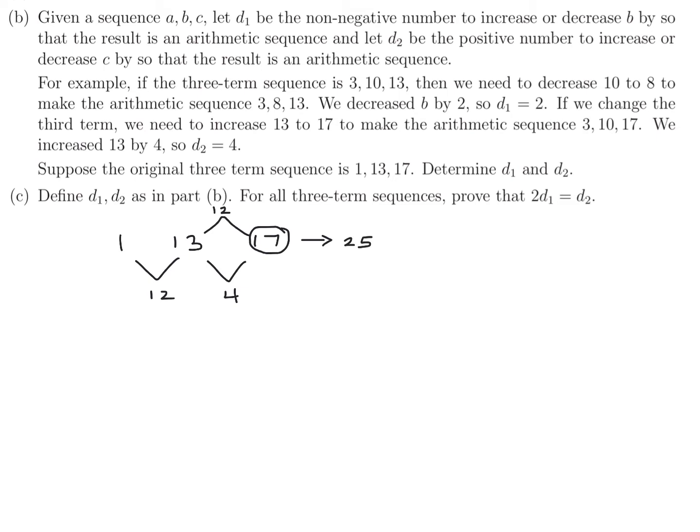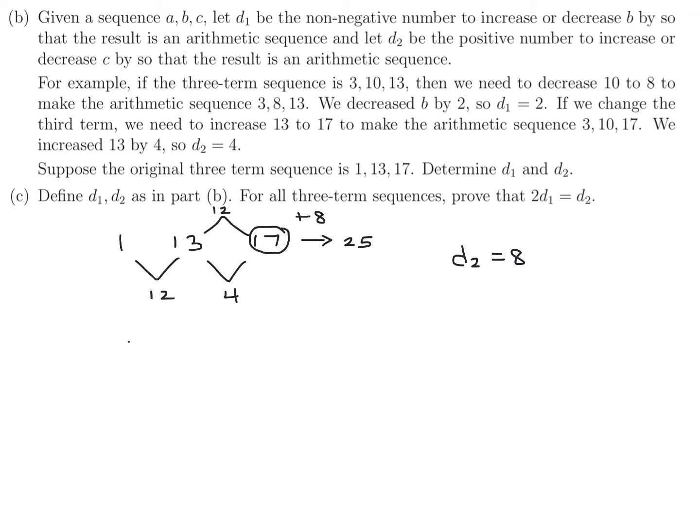To make it into 25, basically what you're doing is adding 8. So by definition, based on what the question is telling me, since we increased c by 8, that means d2 is equal to 8. Entirely based on the question and its information. Okay, now we also have to find d1. So let's try to find d1.